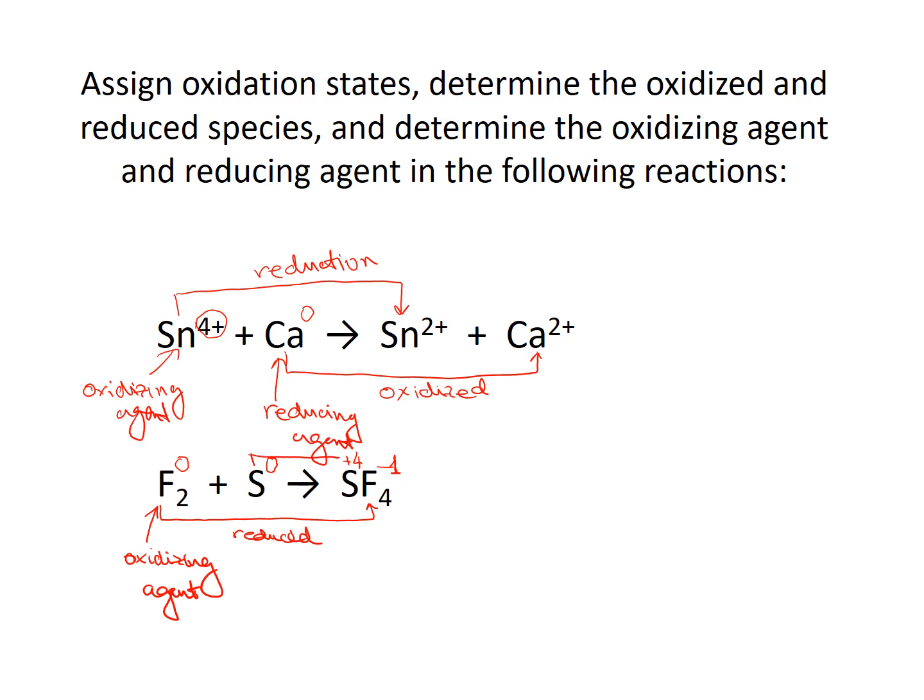Therefore, fluorine is the oxidizing agent. Sulfur goes from 0 to +4. It is oxidized, and if it is oxidized, then sulfur is the reducing agent. Fairly straightforward. Once you establish the oxidation numbers, it's just a matter of looking at whether it is increasing or decreasing in the course of the chemical reaction.